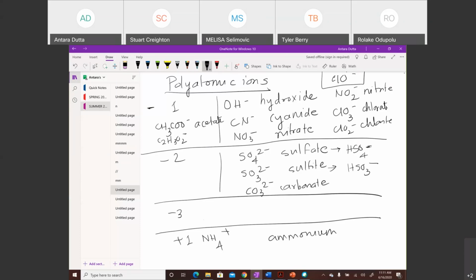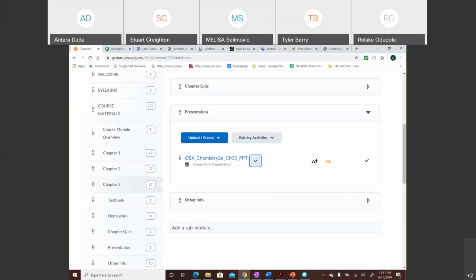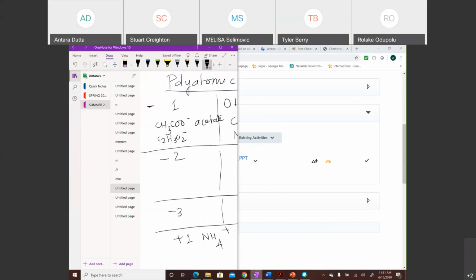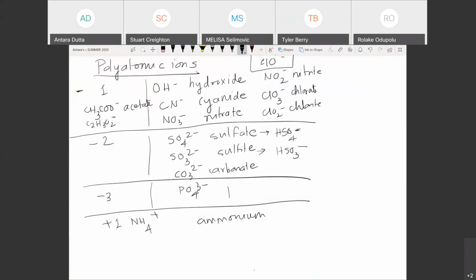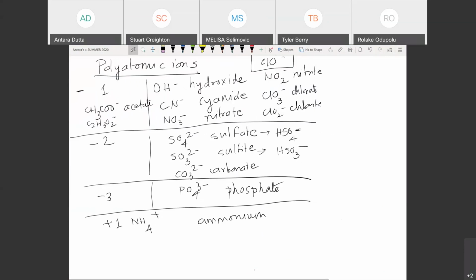Okay? And then for -3, there is only phosphate, PO4 3 minus. This is called phosphate. If you remember this, it is enough for now. For now, this is enough. Okay. And later we will add more here with the 2 minus, like Cr2O7 2 minus, which is called dichromate. These are extra again. CrO4 2 minus is chromate. Okay. So dichromate, chromate, you need to know that.